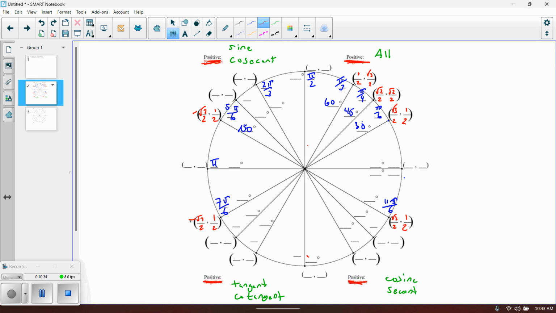Anything above the x-axis, the y's are positive. So anything below the x-axis, the y's are negative. Well, that makes that one negative, and it makes that one negative. So now we've got the ordered pairs for all the different places for the pi sixths. Everything else works out the same.